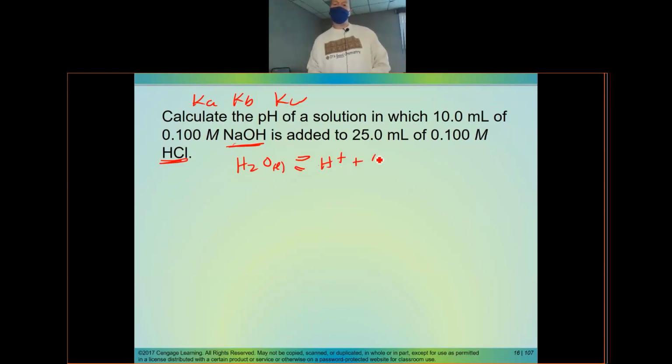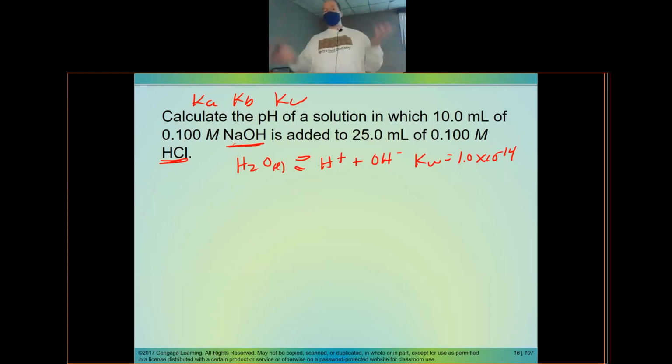goes to H plus and OH minus, and we actually know the number for the Kw. The Ka and Kb, we have to look up the numbers. Kw is a constant, and it is 1.0 times 10 to the minus 14 that we use all the time, so you would probably know that without looking at the constants table. And so again, you're going to have to do MV is equal to MV. We are mixing 10 mils of 0.1 NaOH with 25 mils of 0.1 HCl. So we're not at the equivalence point.